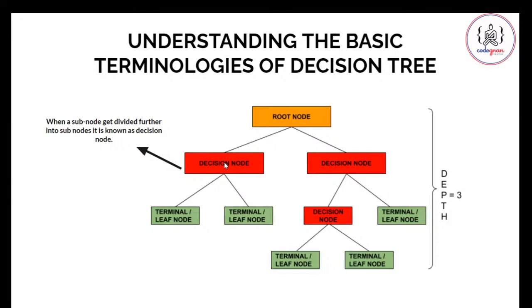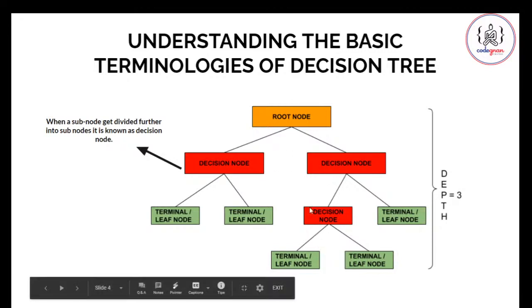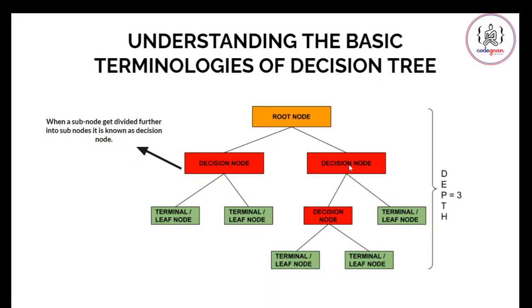Here it is getting divided into two different subnodes again, and here if you see, we have 3 decision nodes. All right, so we have 3 decision nodes. So whenever a subnode gets further divided into different subnodes, then that becomes your decision node.